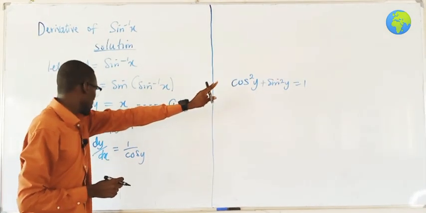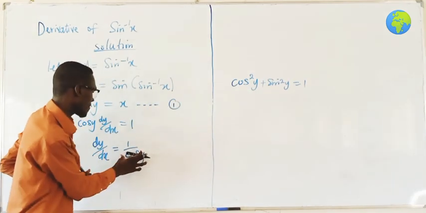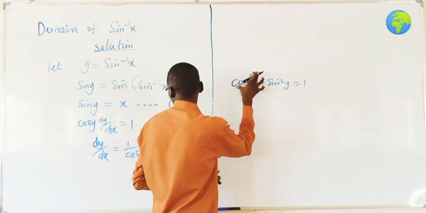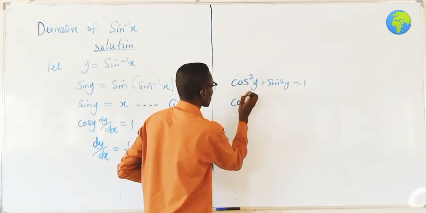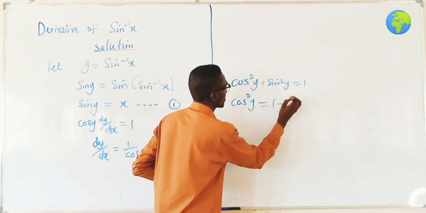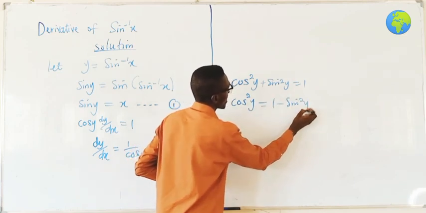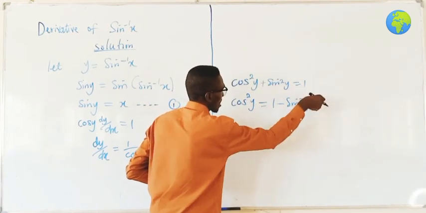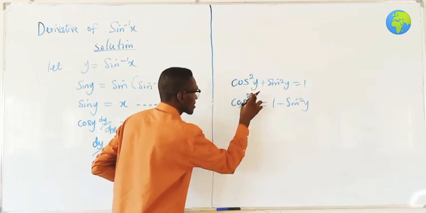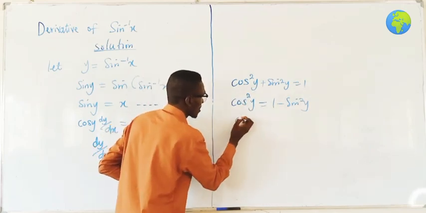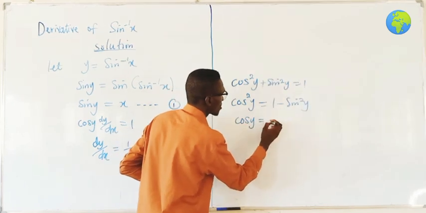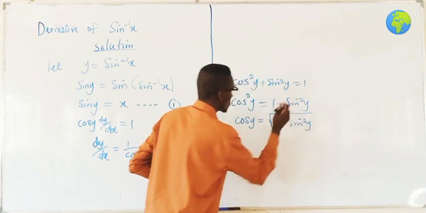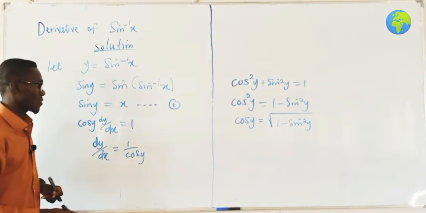So if really this is that, then that means we have cos y here. Let's make cos y the subject of the formula from there. So cos square y equals 1 minus sine square y. When this crosses over, that's why I'm having minus. We have to take the square root of both sides so that this square can go. We are going to have cos y equals square root of 1 minus sine square y. So this is actually our cos y, right?